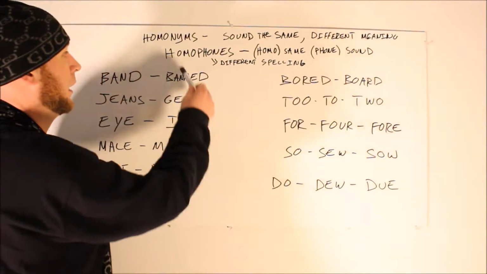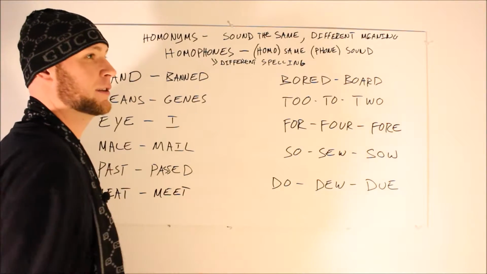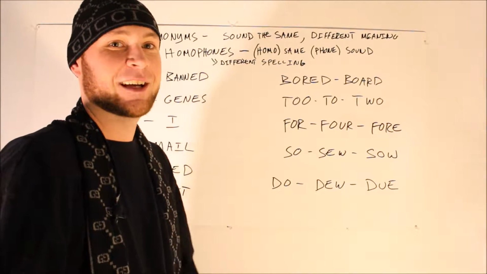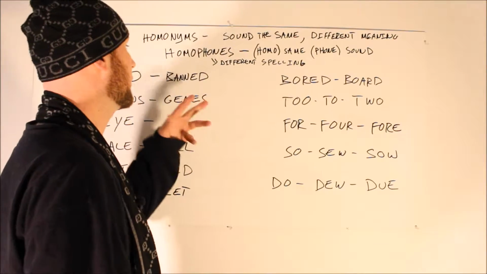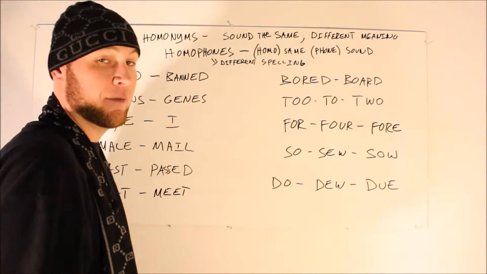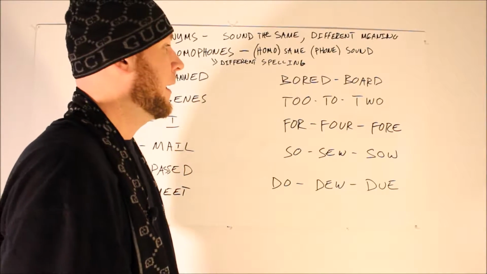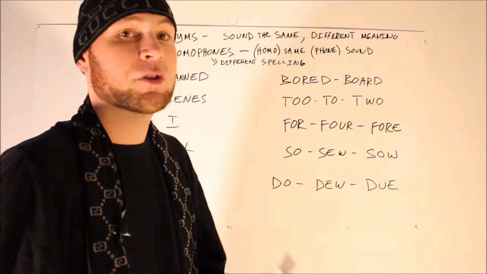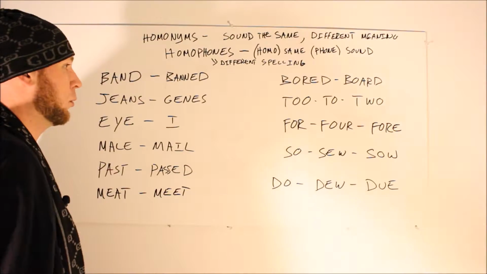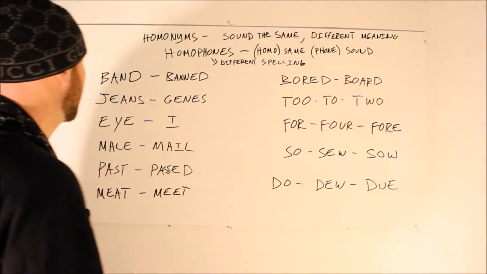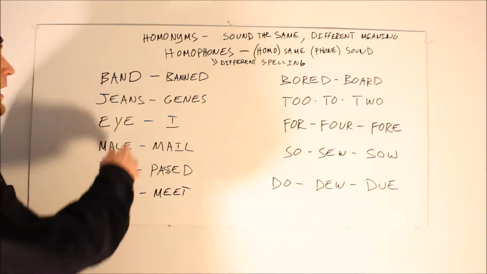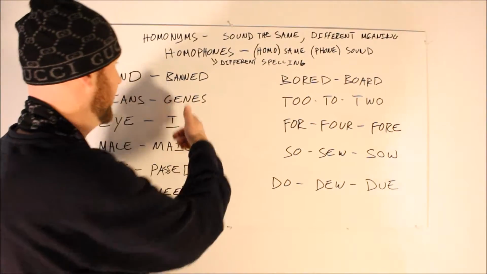So we have homophones. These are going to be words that have the same sound, different spelling, and also a different meaning. So the first example I'm going to give you is band. You have band and banned.